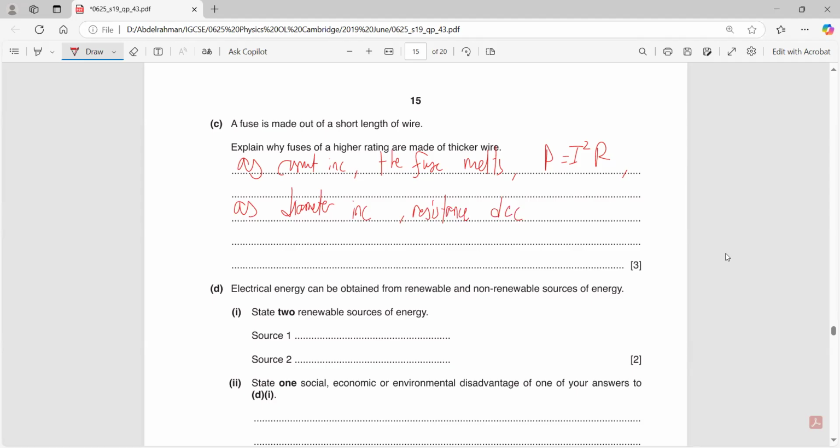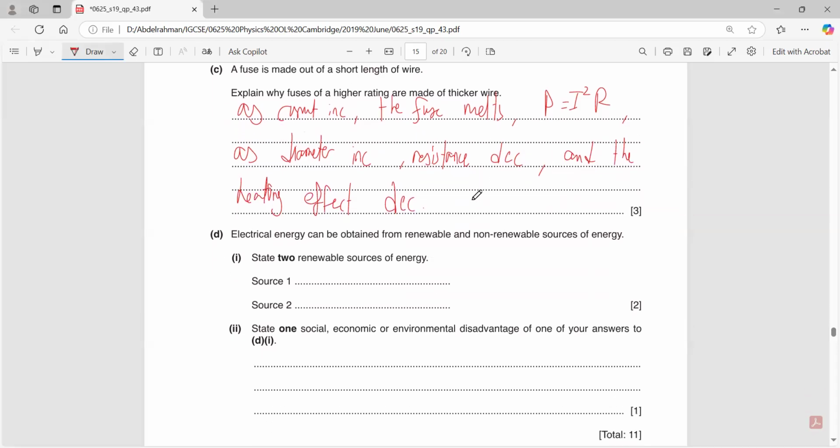So if you have a very thin diameter, the resistance would be too high and it would melt instantly. Why? Because the heating effect is affected too much by the thickness. You can say, for example, that as diameter increases, resistance decreases, and the heating effect decreases as well.